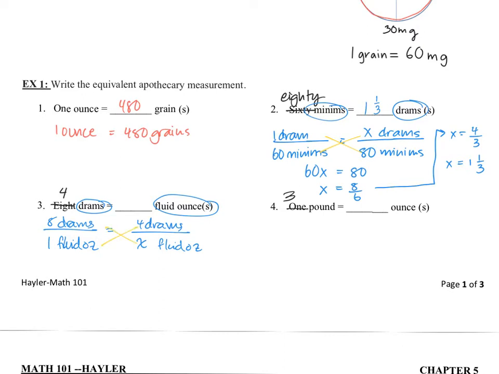Okay, so we're going to go ahead and cross multiply. We have 8x equals 4. Solving for x, let's divide both sides by 8. And what do we have? We have x equals a half. So 4 drams is half a fluid ounce, or 0.5 fluid ounces.